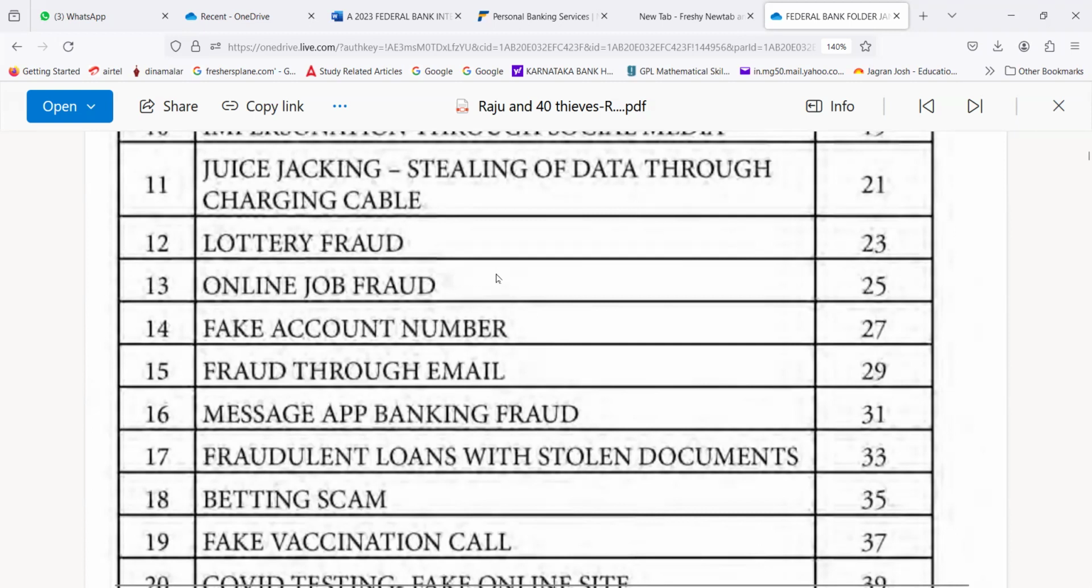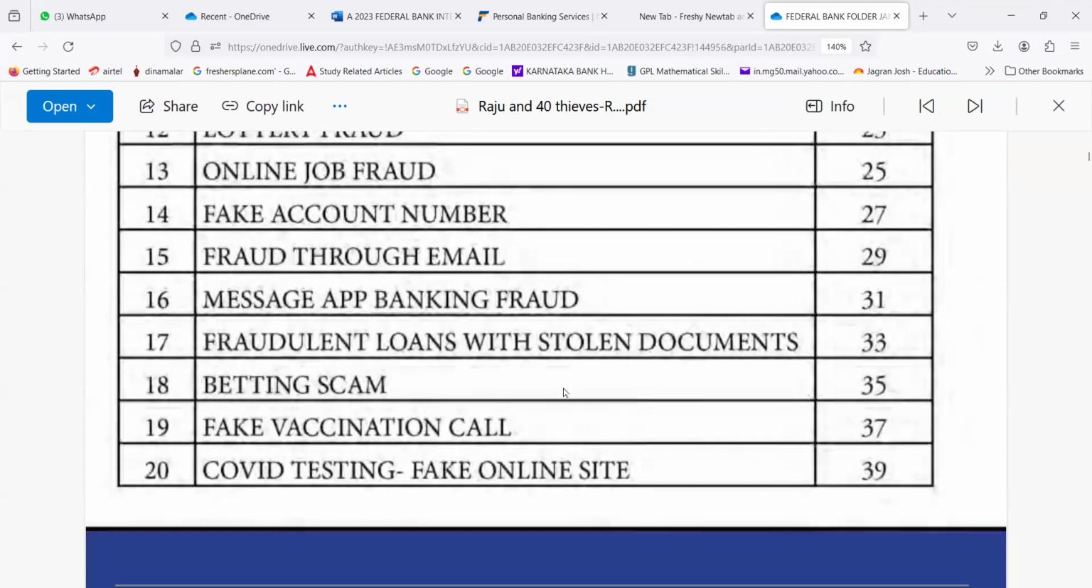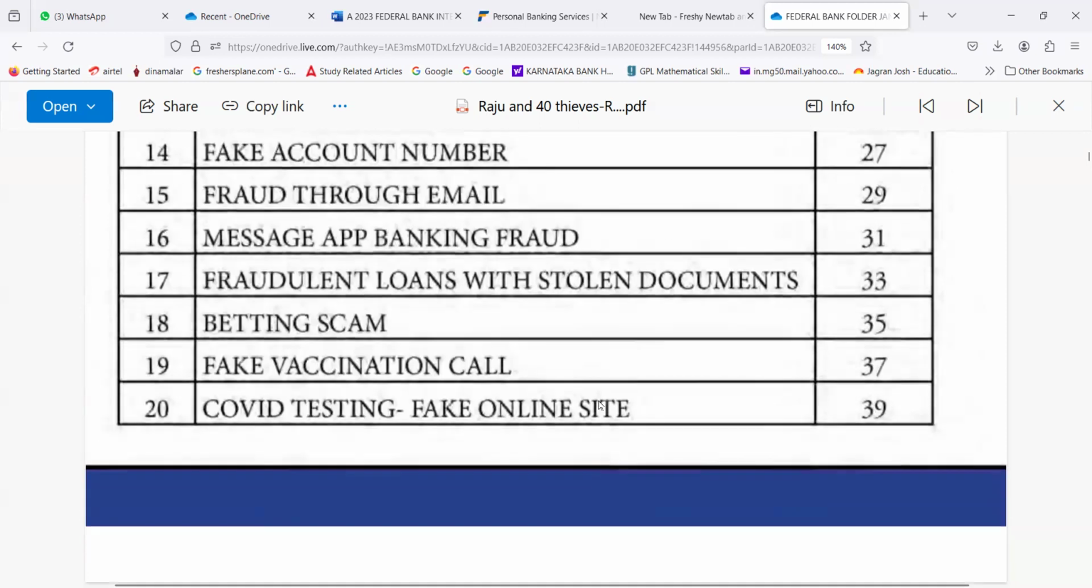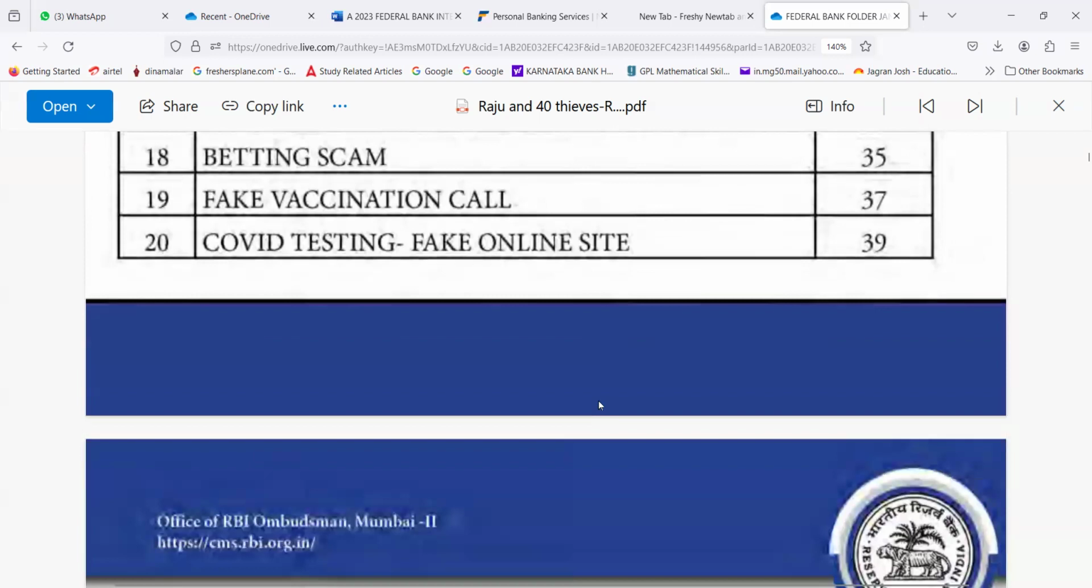12, lottery fraud. 13, online job fraud. 14, fake account number. 15, fraud through email. 16, message app banking fraud. 17, fraudulent loans with stolen documents. 18, betting scam. 19, fake vaccination call. 20, COVID testing fake online site.